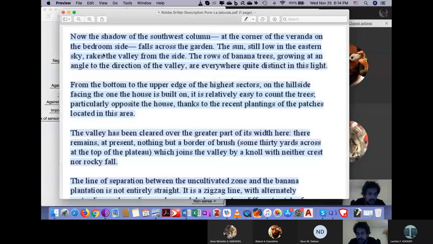creating another garden. Now the shadow of the southwest column at the corner of the veranda on the bedroom side falls across the garden. The sun, still low in the eastern sky, rakes the valley from the side. The rows of banana trees growing at an angle to the direction of the valley are everywhere quite distinct in this light. From the bottom to the upper edge of the highest sectors on the hillside facing the one the house is built on, it is relatively easy to count the trees, particularly opposite the house, thanks to the recent plantings of the patches located in this area.